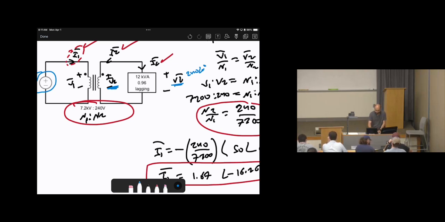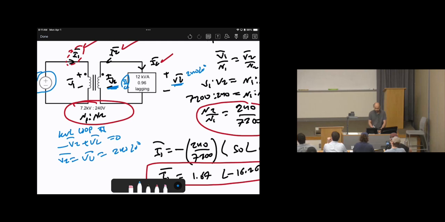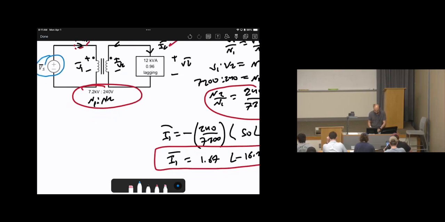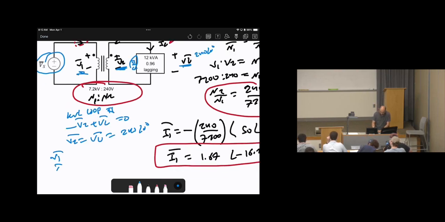Or in other words, you can do KVL at this loop 2: negative V2 plus VL equals 0, therefore V2 equals VL. Or in other words, they are in parallel, then 240 angle 0 degrees. Now, what's the relationship between V2 and V1? Transformer in the middle. So what do I need to use? The voltage formula of the transformer, right? The voltage formula of the transformer says V1 bar over N1 equals V2 bar over N2.